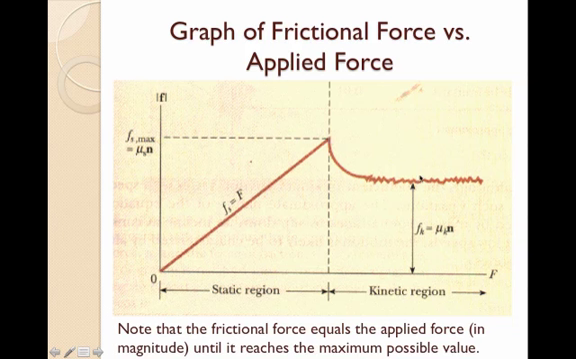The big drop right here is that the friction now has turned into kinetic friction, so it's still trying to slow down the computer, but it's slowing it down with a different force. So your frictional force is going to equal your applied force in magnitude until it reaches this point up here. That's the point where they're equal, and then it's going to drop down. That's where it's going to become a kinetic friction.